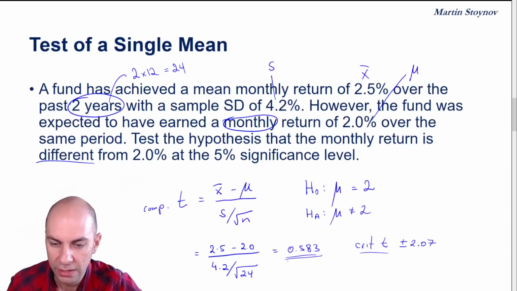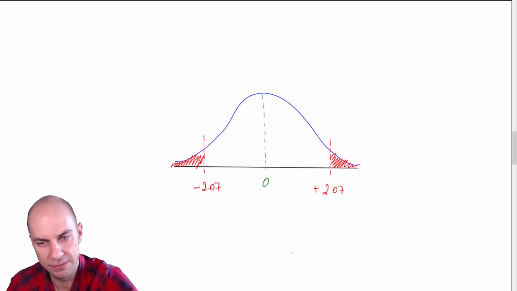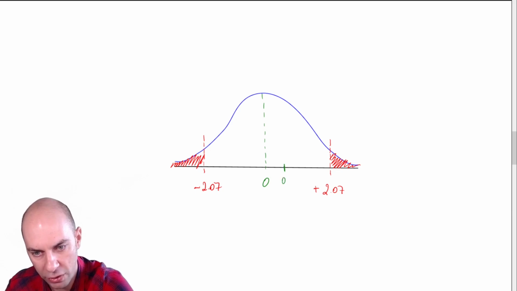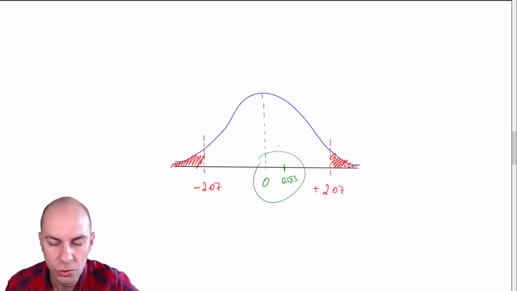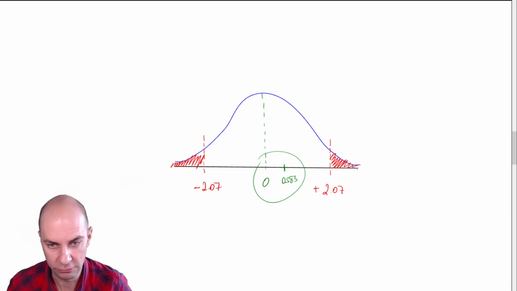But our computed statistic was 0.583. So that must be somewhere here, right? Can you see that this is actually fairly close to the null, and certainly it is not in any of the rejection tails. So if it isn't in a rejection tail, then surprise, surprise, we are not going to reject. We're going to fail to reject.